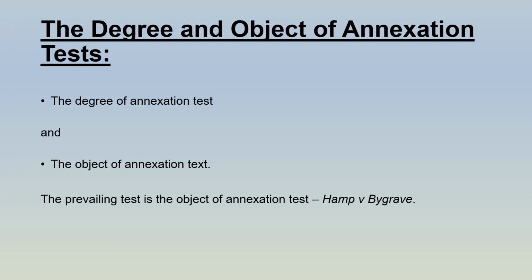Two tests exist to distinguish between fixtures and chattels. These are the degree of annexation test and the object of annexation test. Whilst both tests remain valid, it was stated in Hampton v Bygrave that the prevailing test is the object of annexation test.